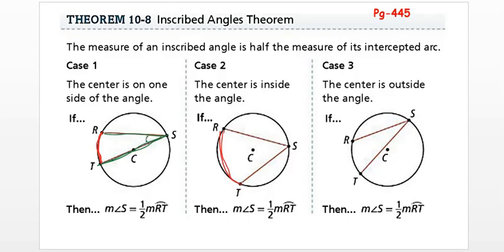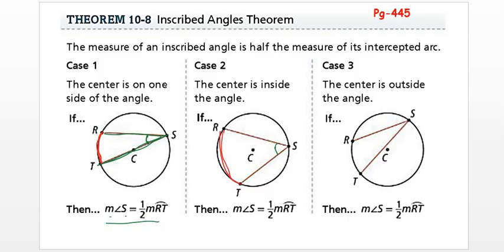Now what will happen? This angle will always be half of this arc, right? So it is mentioned here that angle S will be half of the arc RT. Similarly here, angle S is half of the arc RT. Now what is the difference between the three diagrams?